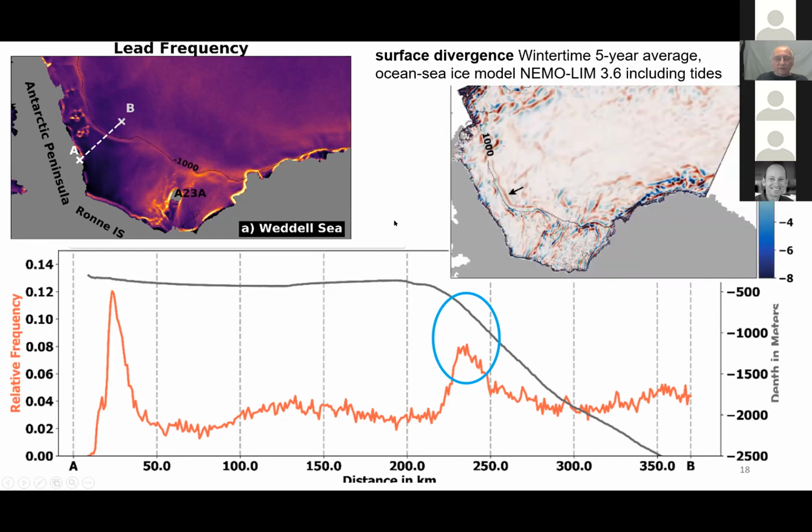A colleague of ours in Paris ran a sea ice ocean model, NEMO, also to simulate the surface current, and we analyzed the divergence of the flow field here at the surface. You see nicely, we can also follow here in red, we have the positive divergence. You see a line of divergence here along with a line of increased lead frequency. So we find some relation also with ocean currents.